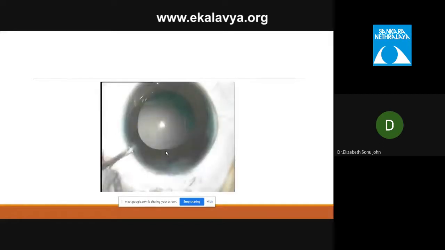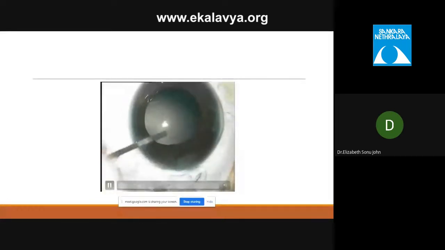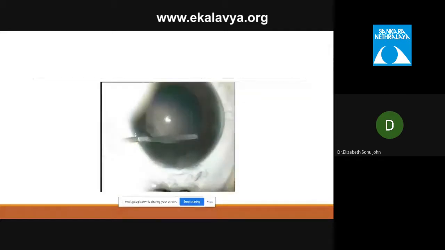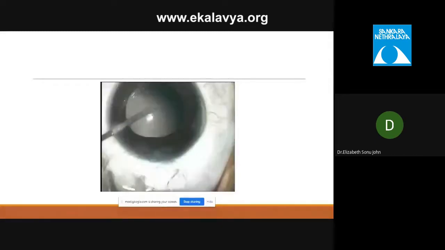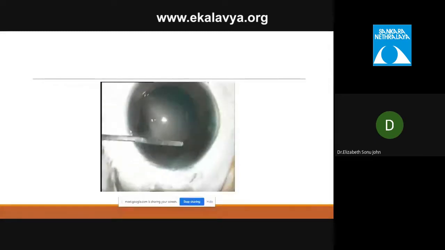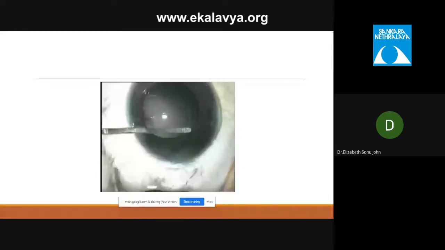So this is a video. You can see here how to assess through the side port with a spatula if there is vitreous. Can you visualize the small rent in the center? So you go through the side port with the spatula, and along the margin, you just swipe to the center of the pupil.